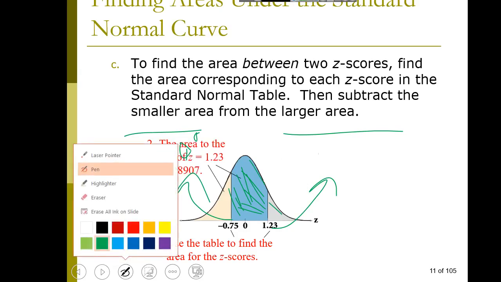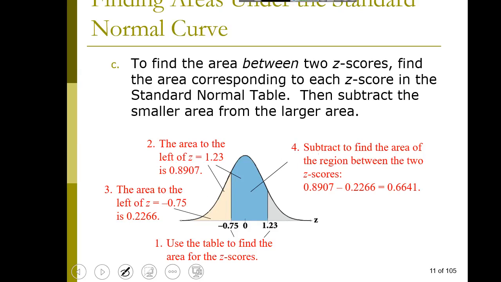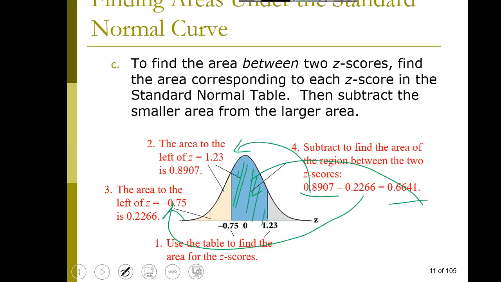Now you can see here that the area to the left of z equal to 1.23 is 0.8907, and the area to the left of z equal to minus 0.75 is 0.2266. So the area in between them will be 0.8907 minus 0.2266. This one corresponds to 1.23 and this one corresponds to minus 0.75. Then the area is the region shown here.